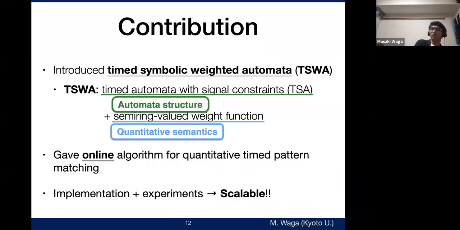So the summary of our contribution is like this. First, we introduced timed symbolic weighted automata, the automata which combines timed automata with weighted automata. And we gave an online algorithm for the quantitative timed pattern matching problem. And our experiment results show the scalability of our method with some relatively reasonable assumption.